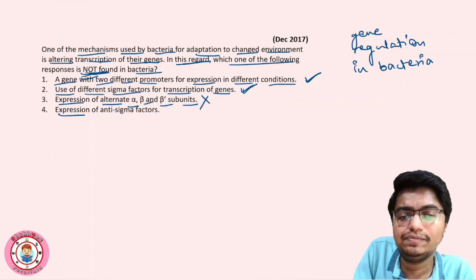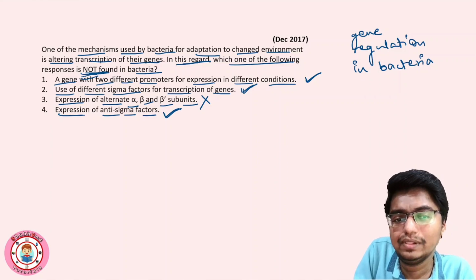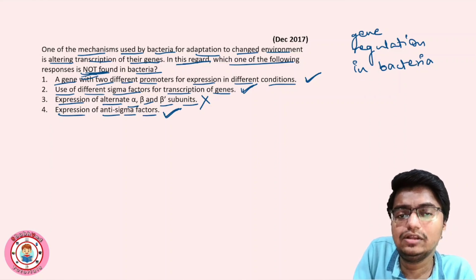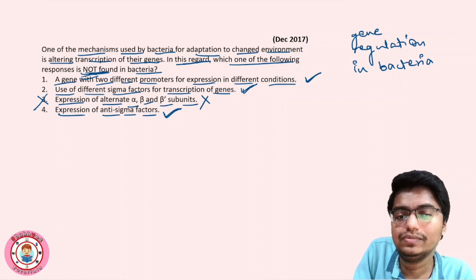Next statement, expression of anti-sigma factors. Yes, possible. So 1, 3, 4 ये जीन रेगुलेशन में पॉसिबल है in the bacteria, but जो third option है, that is not possible. So this is not found in bacteria, because alpha, beta, beta dash subunit is a core enzyme का part है. They are part of core enzyme. So their alternate expression is not possible.